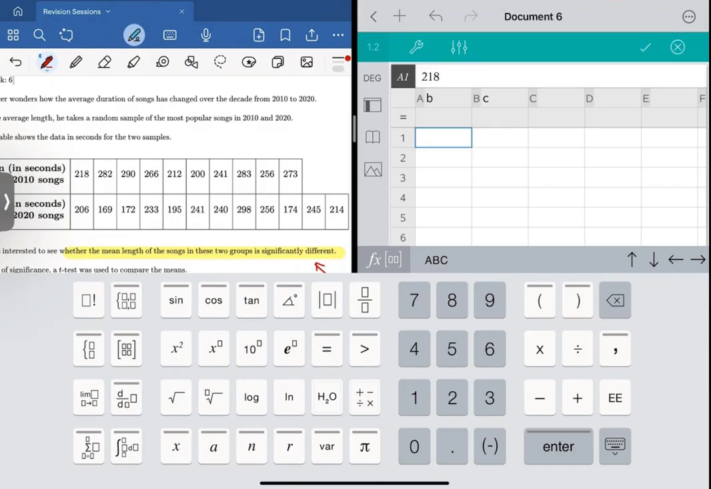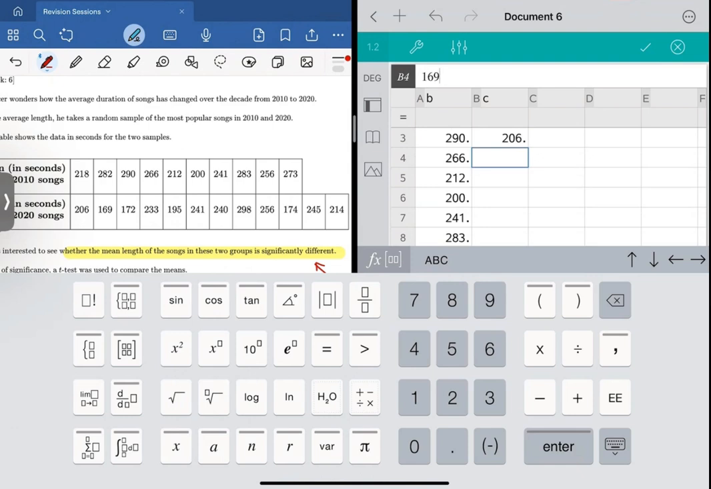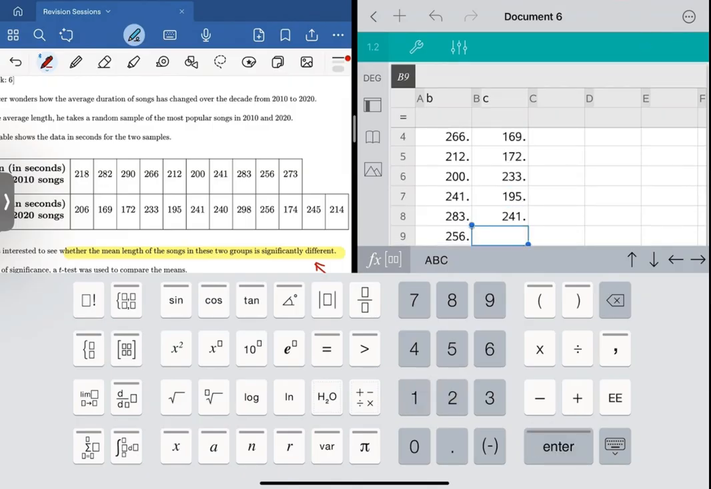So I'm going to go through and put in this data to 218. And my other column, it's important to take your time here because even if one of these numbers is wrong, then it could change the result of our test. And 214. Okay, so all my data is in there now.